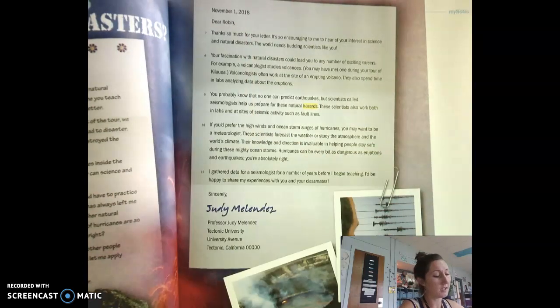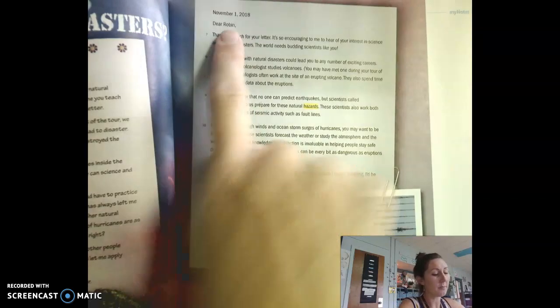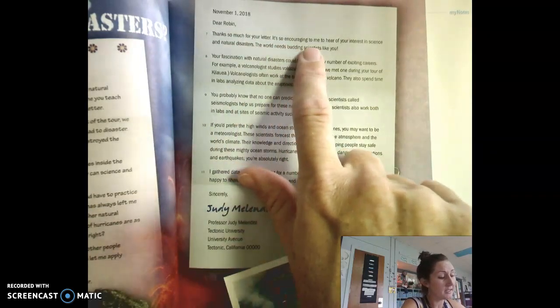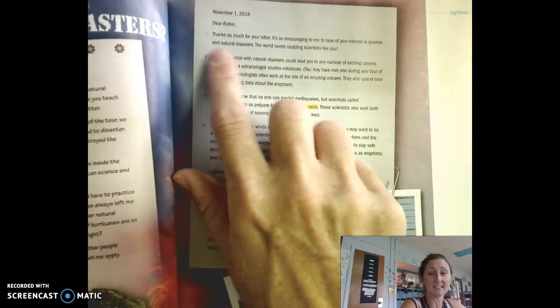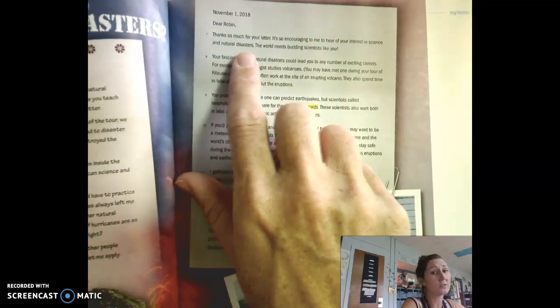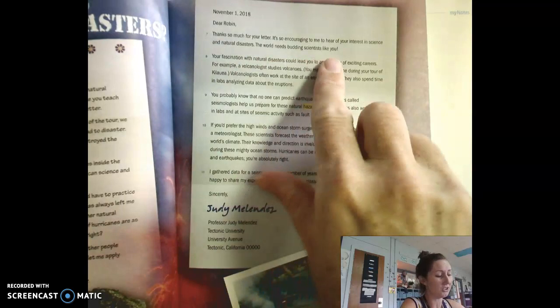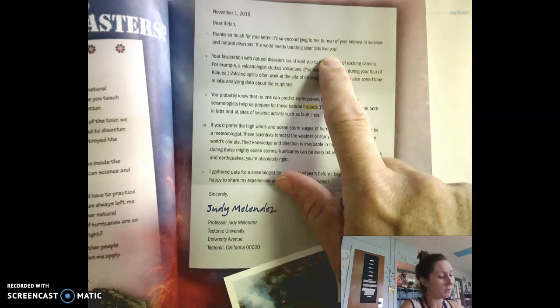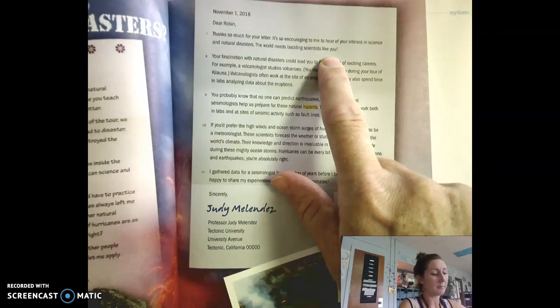November 1st, 2018. It was a pretty speedy response. Dear Robin, thanks so much for your letter. It's so encouraging to me to hear of your interest in science and natural disasters. The world needs budding scientists like you. So think about how this response has already kind of grabbed Robin and she might be like, oh, well, they're calling me a budding scientist, so maybe one day I'll be a scientist.